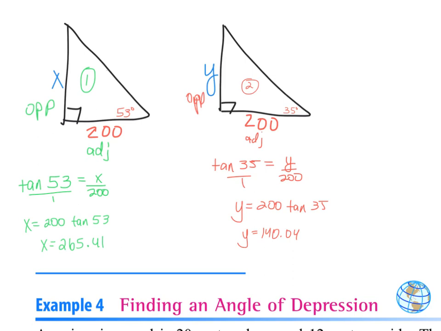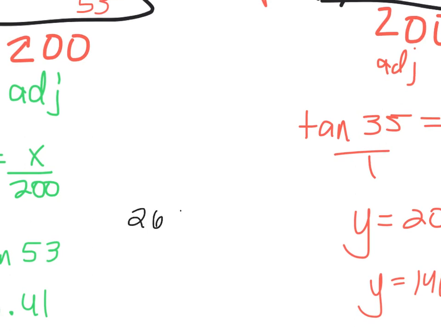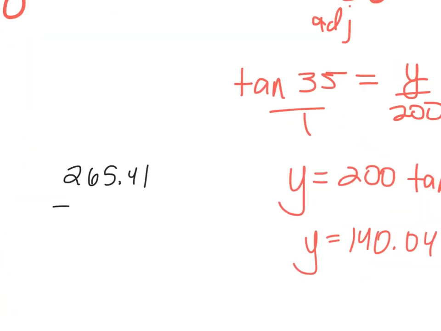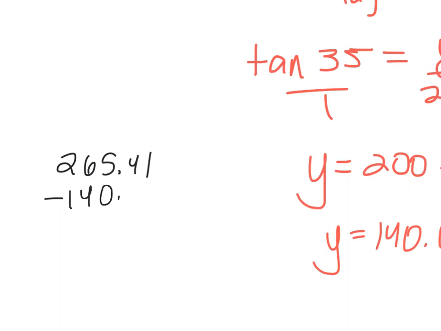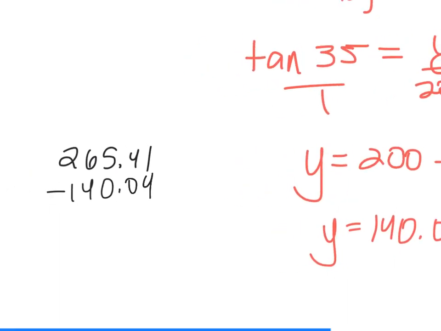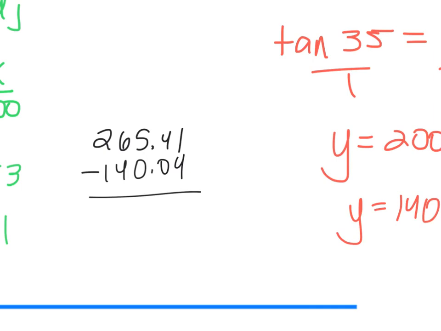Okay, so one of these is to the top of the smokestack, one is to the bottom. What do I do with the two numbers? Subtract them. We're going to subtract the bigger one, 265.41 minus 140.04. And what do I get? 125.37 feet. So if you were asked to round to the nearest tenth, you would say 125.4. If you were asked to the nearest whole number, it'd be 125.